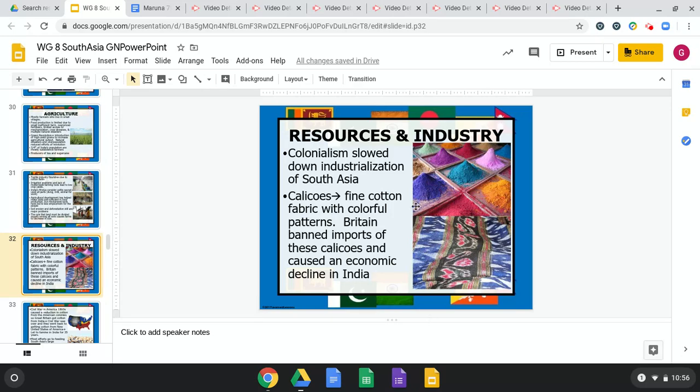One of the major things that was produced is called calico, which is fine cotton fabric with colorful patterns. Britain banned imports of these calicos and caused an economic decline in India. So this was one of the major things that India was producing, and Great Britain really hurt their economy by banning the importation of these calicos.